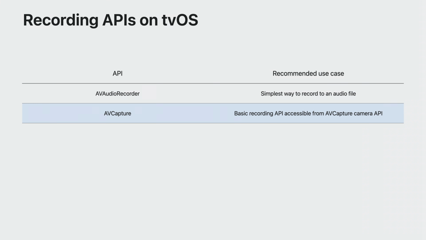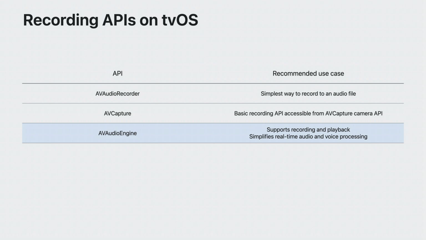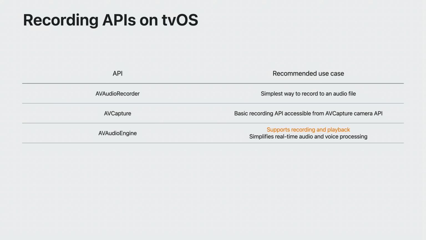Next, we have AV Capture. As mentioned by Kevin, you can leverage the existing iOS AV Capture API to get access to the mic for basic recording use cases if both the camera and mic are at play. Moving on to AV Audio Engine. AV Audio Engine supports both recording and playback for simple as well as complex audio processing use cases. An example of this could be a karaoke app, where you can analyze your user's voice input from their mic and mix this mic input with your playback track.